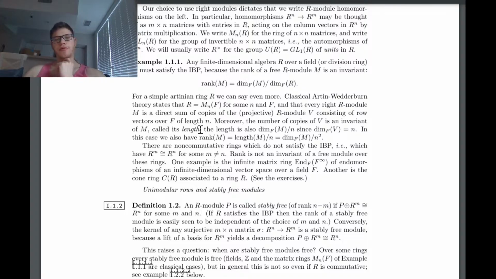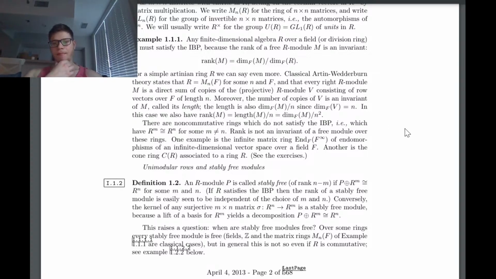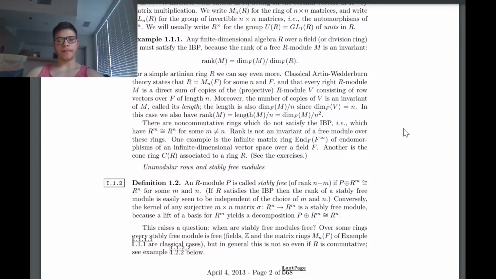Oh, I didn't know that it coincides. Okay, it makes sense because it's a semisimple module. The length is also the dimension over F divided by n, since the dimension of P over F is equal to n. In this case, we also have that the rank is length over n, which is the dimension over n squared. Okay, yeah, the length is dimension over n. Yeah, there are non-commutative rings which do not satisfy the IBN. Yeah, the examples are actually pretty awful for rings that don't satisfy the IBN, but they do exist.